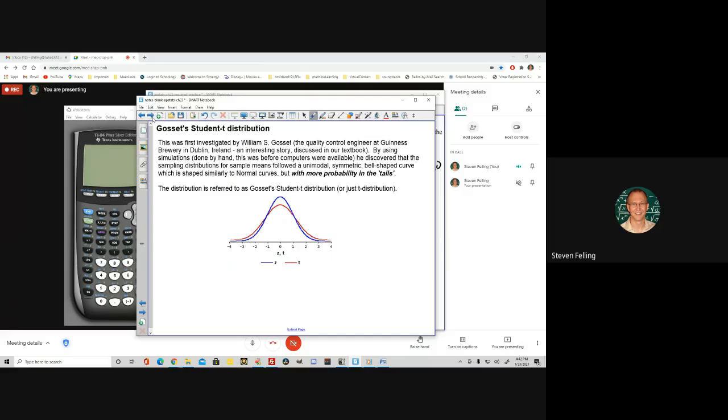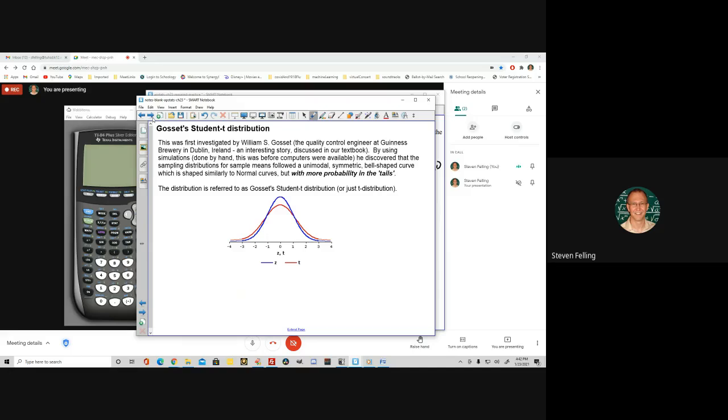So this was first investigated by a man named William S. Gossett, who happened to be analyzing this because he was the quality control engineer at the Guinness Brewery that brews beer in Dublin, Ireland. They very tightly control the process for brewing beer, and we're talking about back in the early 1900s when this was investigated. It's a very interesting story. If you happen to have our textbook checked out, it's discussed in the textbook.